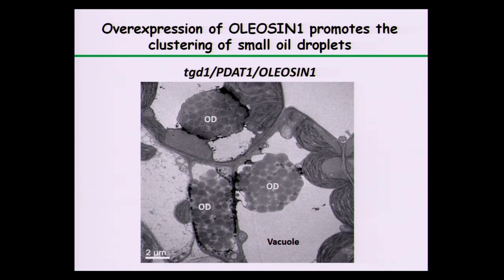This clustering phenotype is more clearly seen using electron microscopy. We see a lot of clusters of oil droplets. This is my favorite picture. I show it a lot of times in the presentation. Here you see the chloroplast. This oil droplet cluster is even bigger than this chloroplast. And here is a central vacuole. This is a part of plant cells.